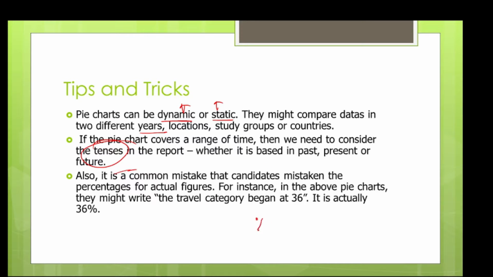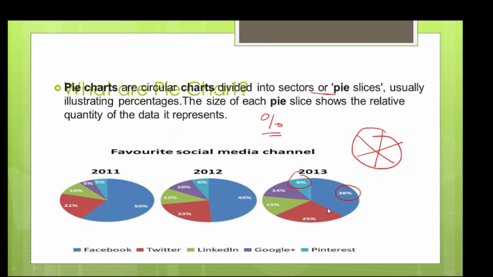One most common mistake which I have noticed students making is not mentioning the percentage. So say if I say that here, if we see this diagram, we can see that 59 of total were using Facebook in 2011. Completely wrong illustration, because this is not 59, it's 59 percent. Both have completely different meanings, right? So we have to be careful with this.